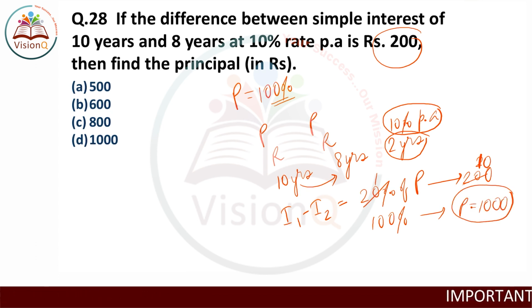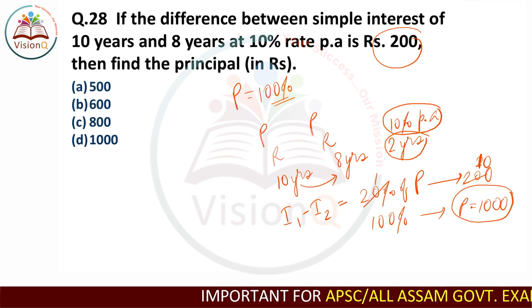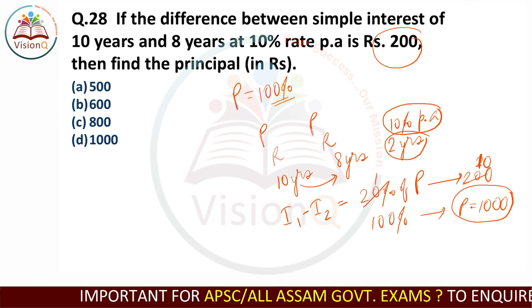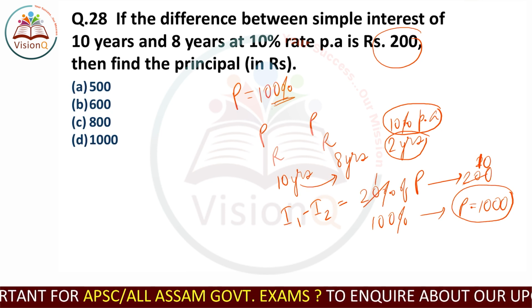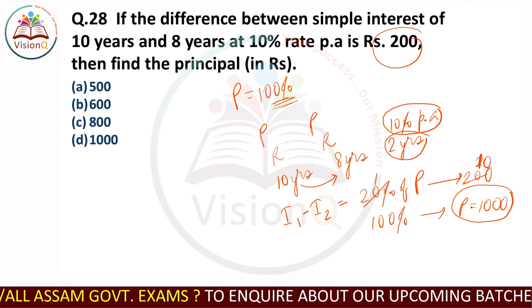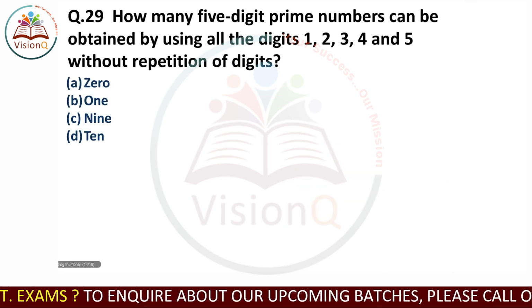So, I have discussed here two methods. It depends upon you which method you are comfortable with. Okay, but the easiest will be this method, by taking the principal as 100%. So, the right answer will be option number D, rupees 1000.